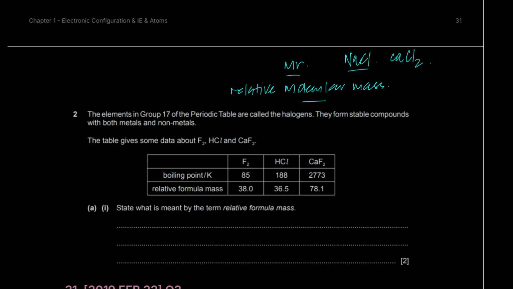That's why scientists came up with a term called relative formula mass, because formula mass is a broader term. You can use the term relative formula mass for ionic compounds as well as for simple covalent molecules. So if you have HCl, you can also call its relative molecular mass as relative formula mass, and calcium chloride, you should call this relative formula mass. The calculation is the same. You calculate it the same way.